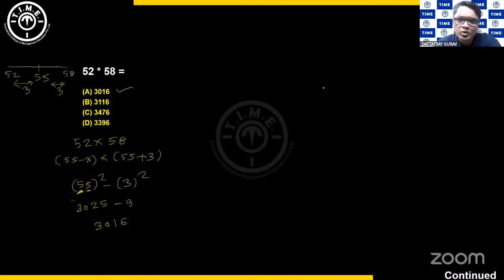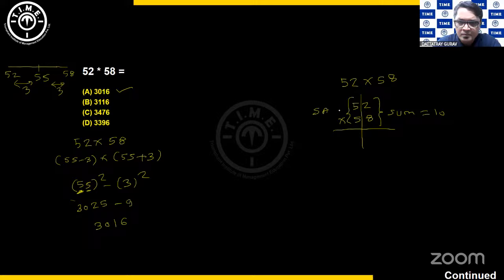But the same question, we can do another way also. A very important way. It is something like this: 52 into 58. I can simply write 52 into 58. Now look at the sum of these last digits. This rule is applicable only when the sum of the last digits is 10 and the previous numbers are the same. Then only we can apply this logic.